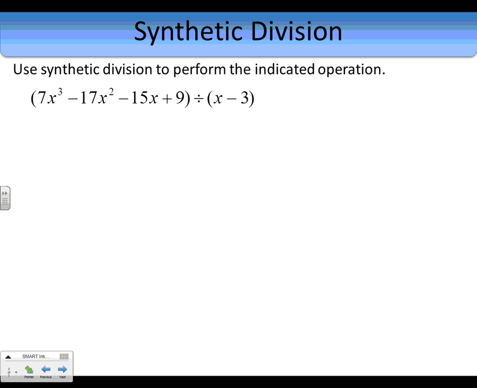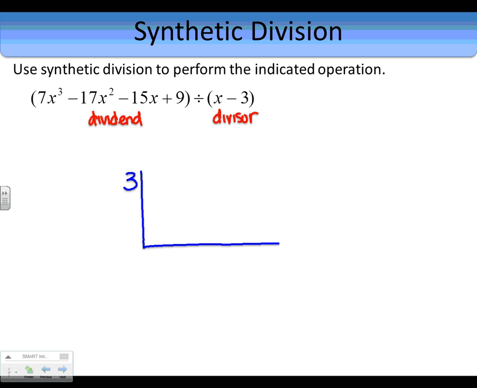So we have 7x cubed minus 17x squared minus 15x plus 9, and we're dividing that by x minus 3. Double checking to make sure: this is our dividend, and our divisor has a leading coefficient of 1 and a degree of 1. So we can use synthetic division. Since my divisor is x minus 3, that zero, that x-intercept, is going to be positive 3. So that's what I'm going to use for my synthetic division.